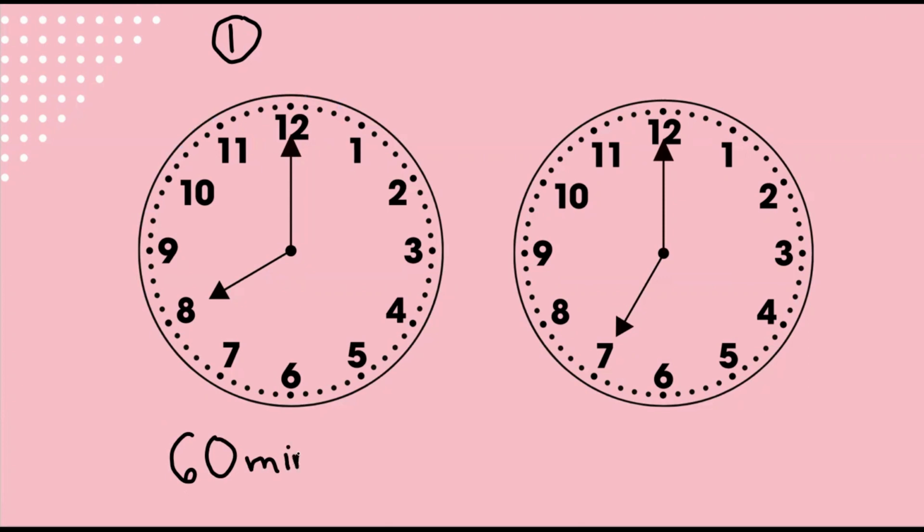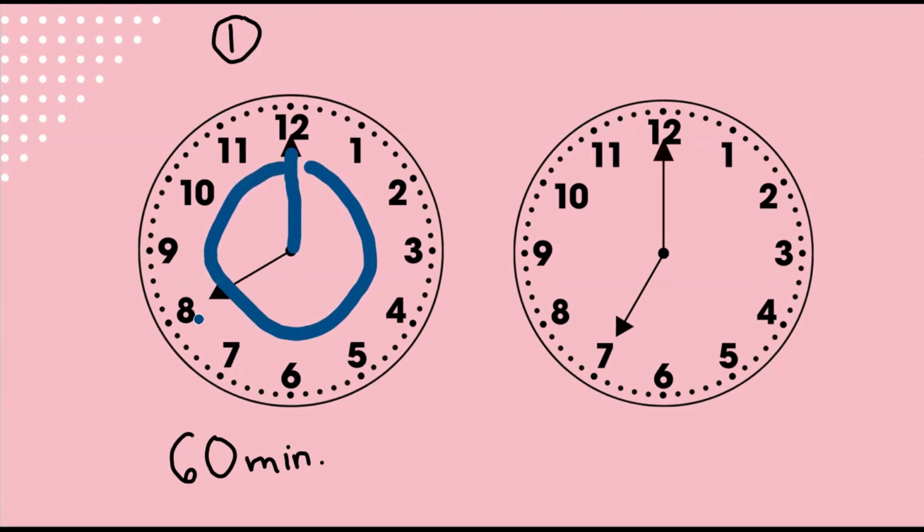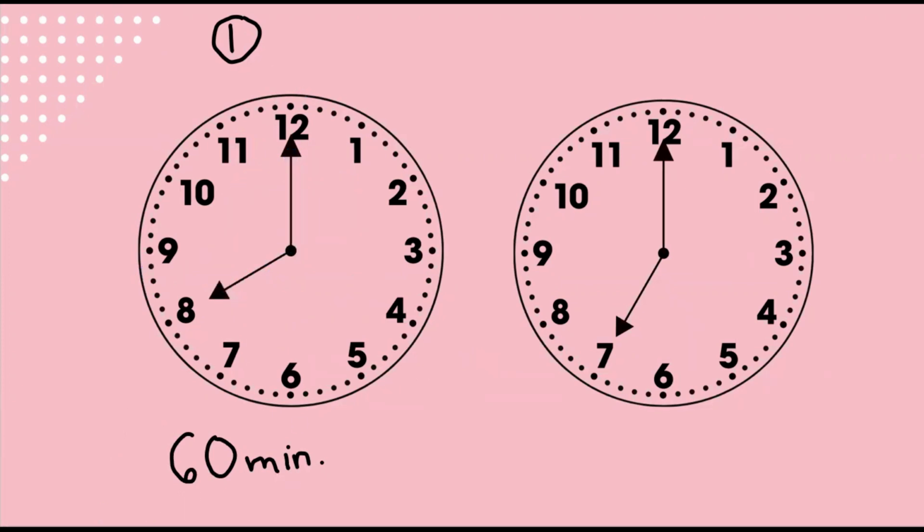So that means that this minute hand has to travel all the way around the clock, 60 minutes, for it to change hours to the next hour. So there are 60 minutes in 1 hour. You'll also notice on our clock here that it is broken up in 5-minute intervals. So it jumps by 5 minutes.